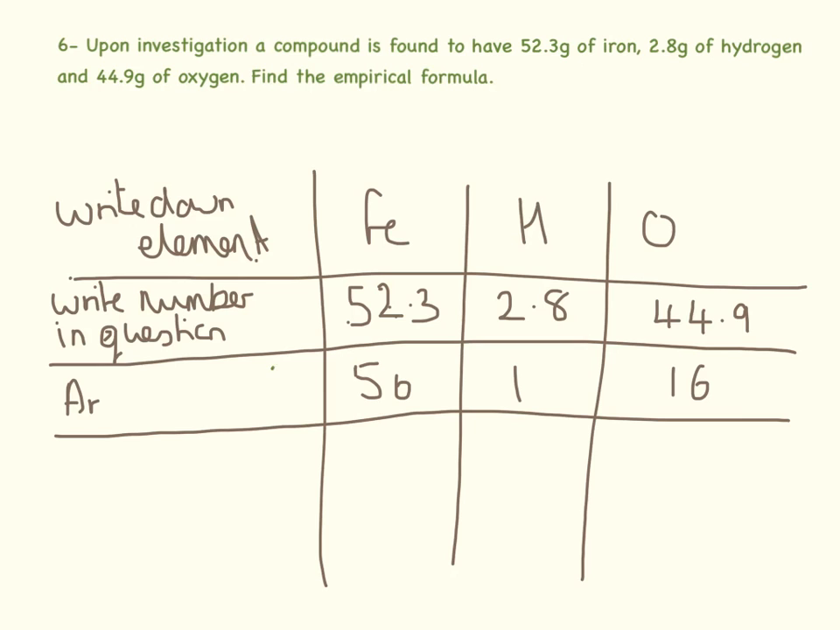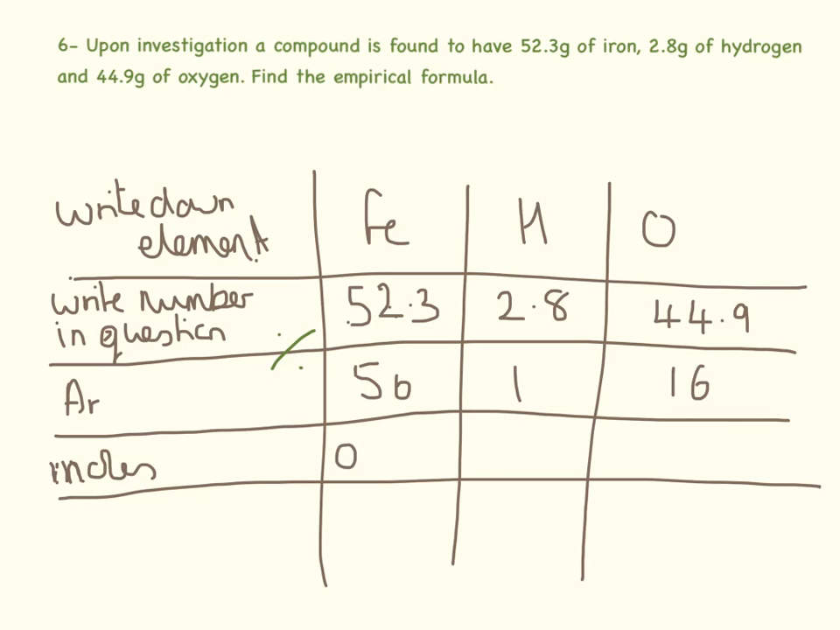Now what we need to do is to divide these two numbers here, and that's going to give us the number of moles that we have. So that's 52.3 divided by 56, which equals 0.93. 2.8 divided by 1 gives us 2.8. 44.9 divided by 16 equals 2.8. Then we need to divide by the smallest number, and in that case that is 0.93. So all of these numbers here need to be divided by 0.93.